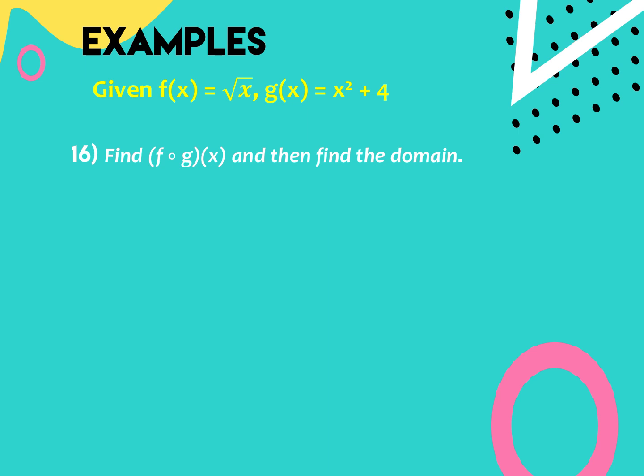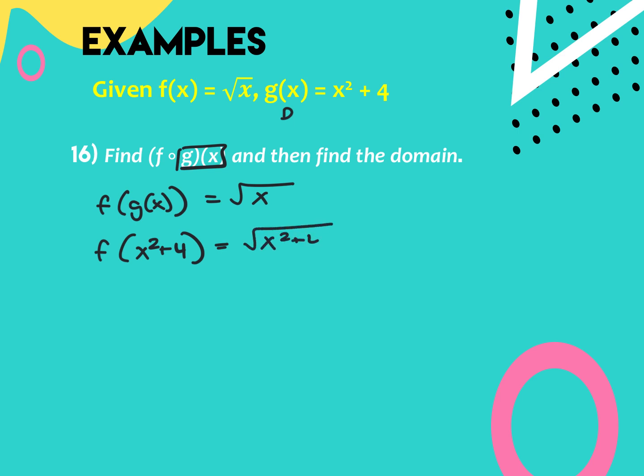Okay, last problem. I'm going to come over here, and I'm given these. I have f of g of x, and then find the domain. Again, the inner one is g of x, so I'm going to need the domain of this, and I'm going to need the domain of the final answer. So again, I'm going to start out. I know f of g of x. I know f of x equals the square root of x. So f of g of x means that wherever the x is, I'm going to put in x squared plus 4. So it's the square root of x squared plus 4.